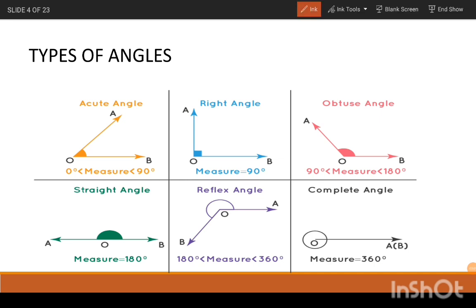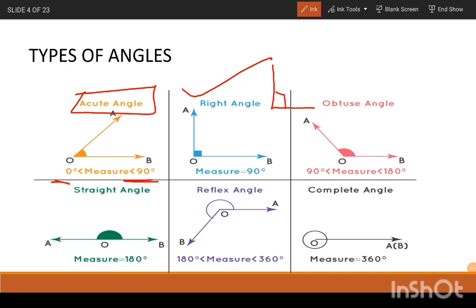Acute angle is the angle whose measure is between 0 and 90 degrees. So the angle that is greater than 0 degrees but less than 90 degrees is an acute angle. And the angle whose measure is exactly 90 degrees is a right angle. The shape is just like L, and we represent the right angle like this.